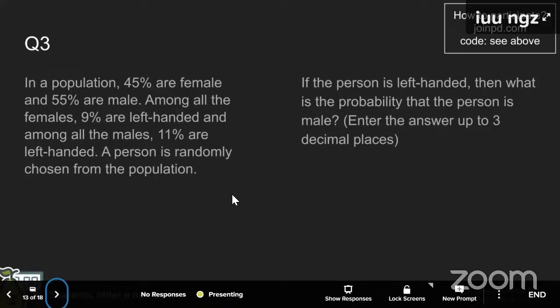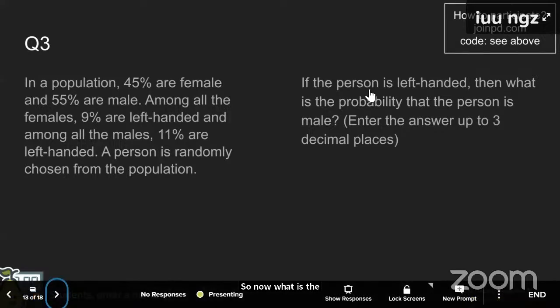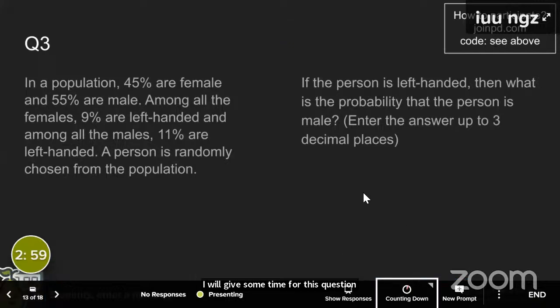Okay, so it's the same setup. Now we are not finding the probability that the person is left-handed. Here, if you selected one person randomly from the population, and you found out that person is left-handed, what is the probability that that person is a male? I will give some time for this question.